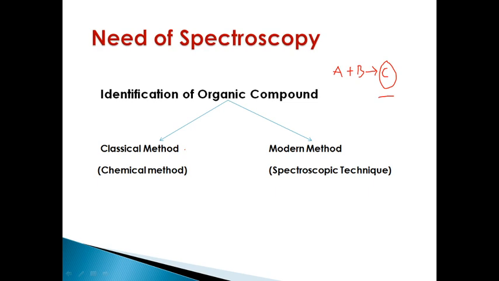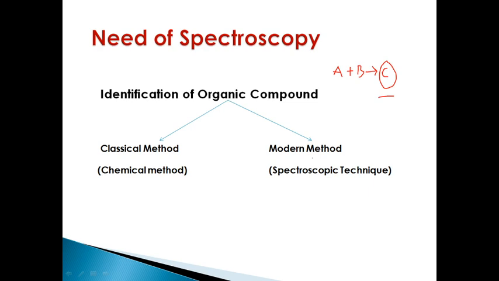For this method, we have to follow so many steps. Step by step, it takes a longer time, and a high amount of compound is also required for the identification. As we know, many compounds are highly costly. That means more time and more material are required for the determination of an organic compound by using this classical method.